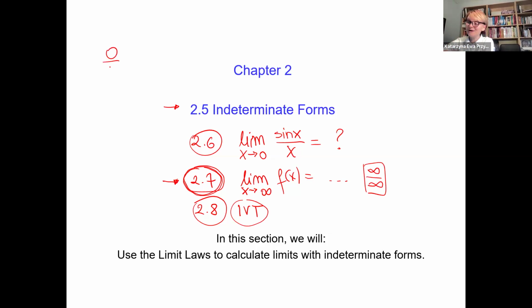But I was thinking about this one: 0 over 0. Infinity over infinity is another one, but we will talk more about that one tomorrow. So 0 over 0. If we have this situation, we know what this means. Do we know the answer right away? What is 0 over 0?